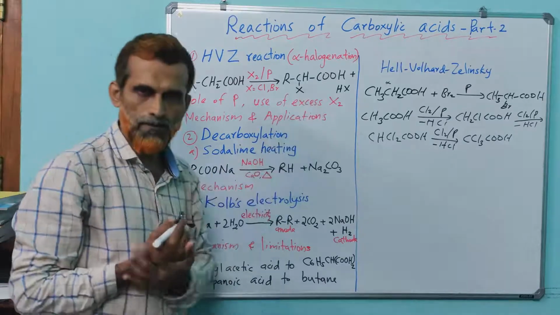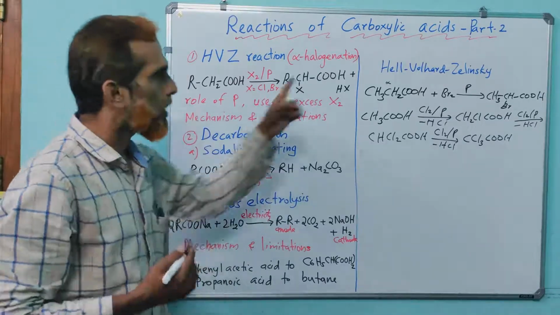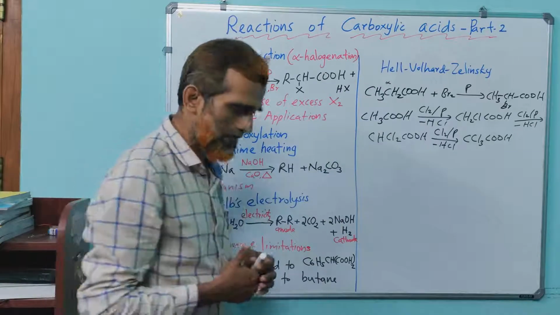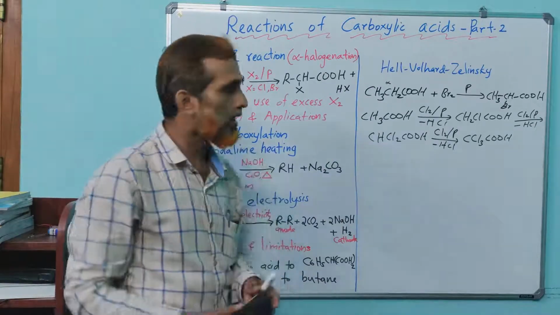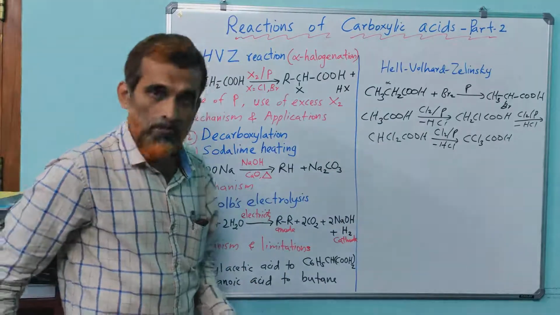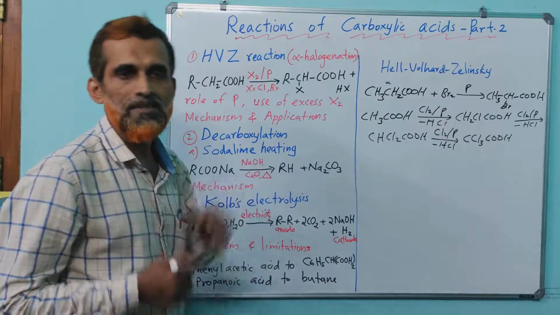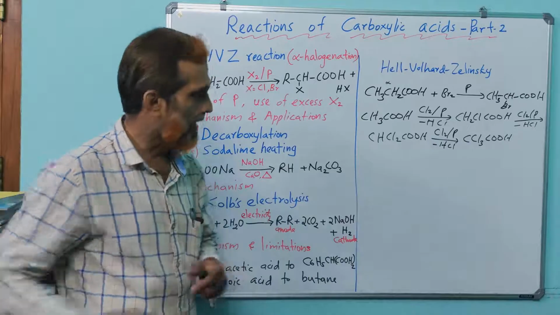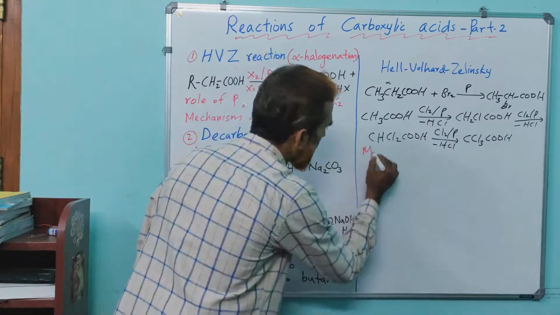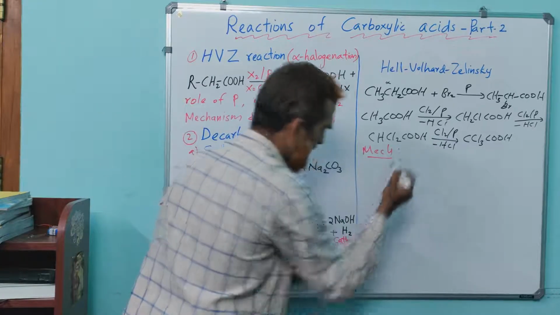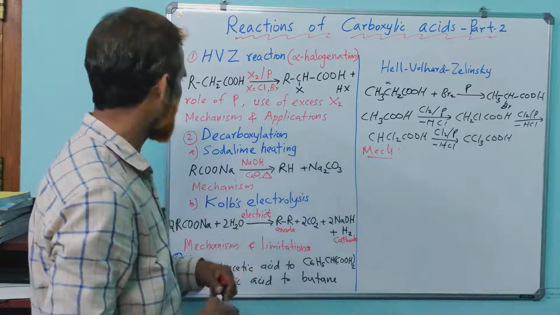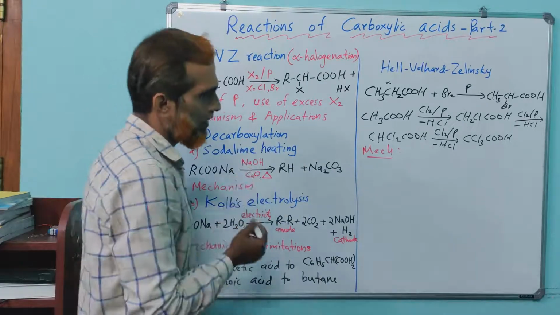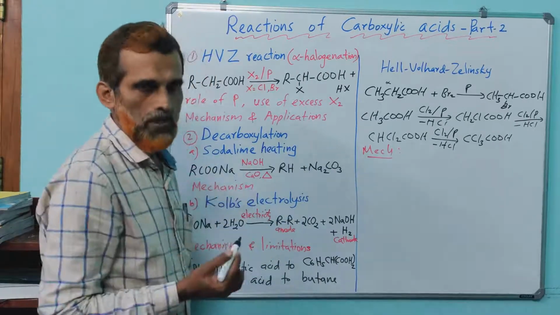So that happens. Then what is the role of phosphorus here? That's a good question. You can understand the role of phosphorus when we look into the mechanism of this reaction. What is the mechanism? That's very important. Let us go to the mechanism now, the mechanism of this HVZ reaction. It takes place mainly in three steps.